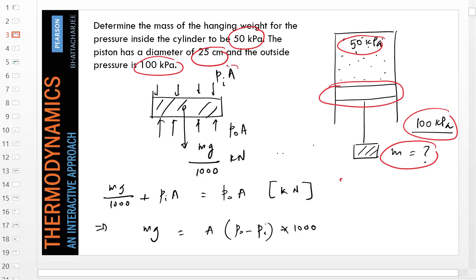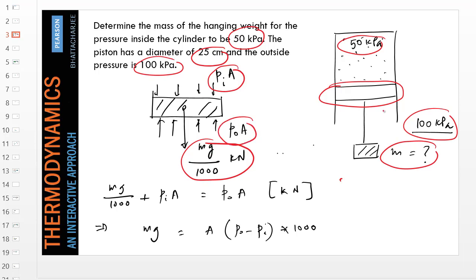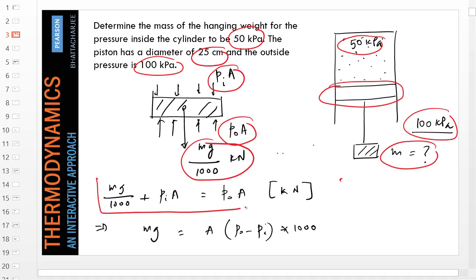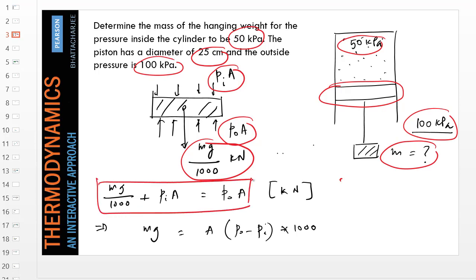So we have a downward force created by the internal pressure, Pi times A, and the weight of the piston in kilonewton, which will be mg divided by 1000, which is balanced by the upward force, atmospheric pressure acting over the area A. So this is our governing equation, the force balance.